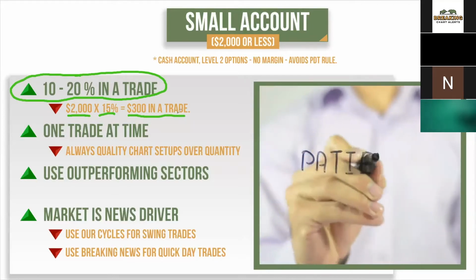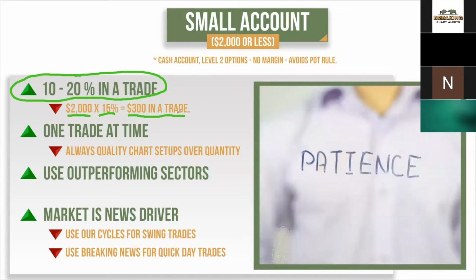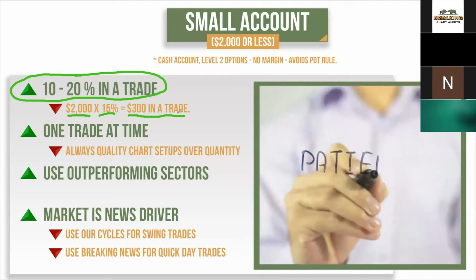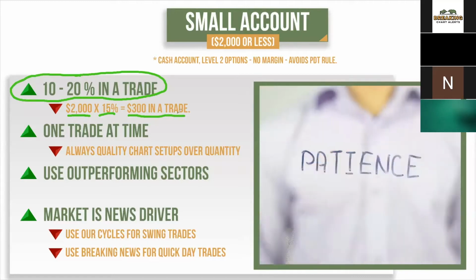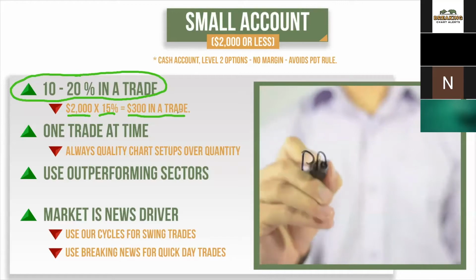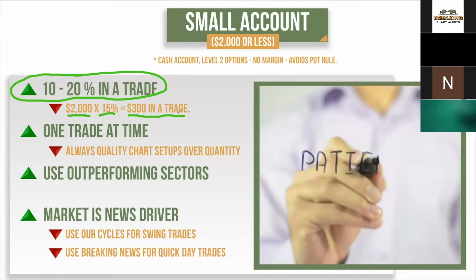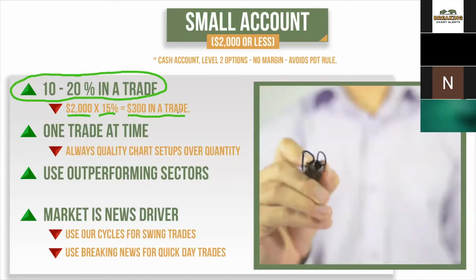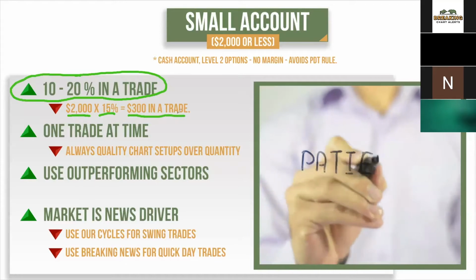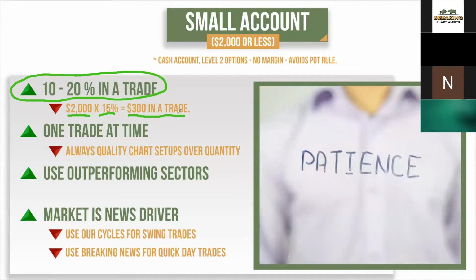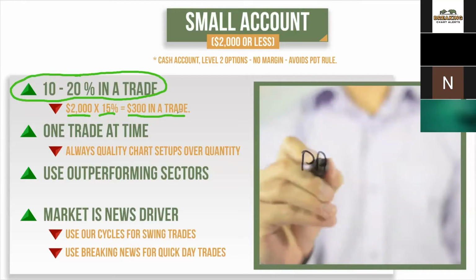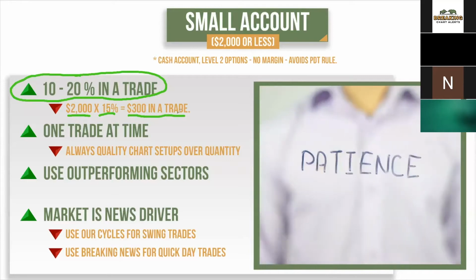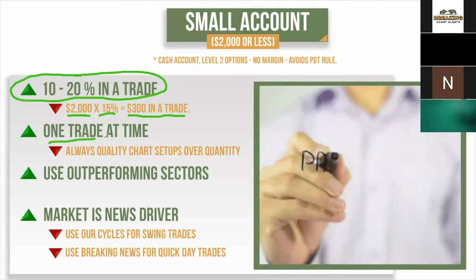If you have a $2,000 account, I want you to focus on one trade at a time. I want you always to be looking for the chart setups over quantity. I got way too many people that join, and then they start making 5, 6, 7, 8 trades. You can't be doing that with a small account. Your goal is to grow that small account as quickly as possible, get it to that $5,000 to $10,000 range, and then we have some new opportunities, different types of strategies that are going to open up for us to start trading. So I really want you to focus on one trade at a time, okay?